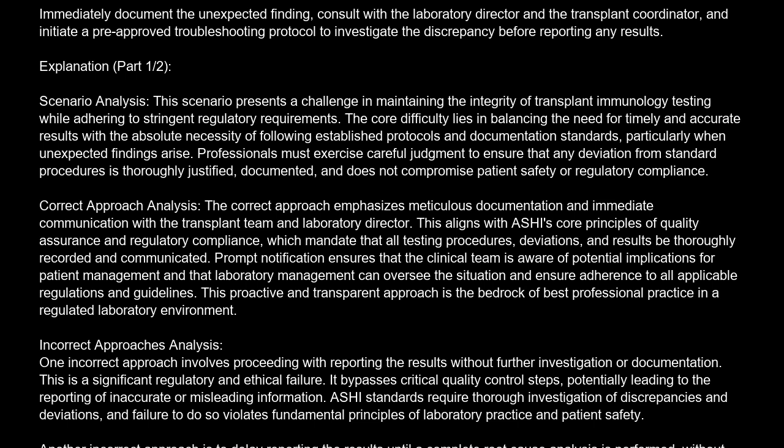Incorrect approaches analysis. One incorrect approach involves proceeding with reporting the results without further investigation or documentation. This is a significant regulatory and ethical failure. It bypasses critical quality control steps, potentially leading to the reporting of inaccurate or misleading information. ASHI standards require thorough investigation of discrepancies and deviations, and failure to do so violates fundamental principles of laboratory practice and patient safety. Another incorrect approach is to delay reporting the results until a complete root cause analysis is performed, without informing the clinical team.